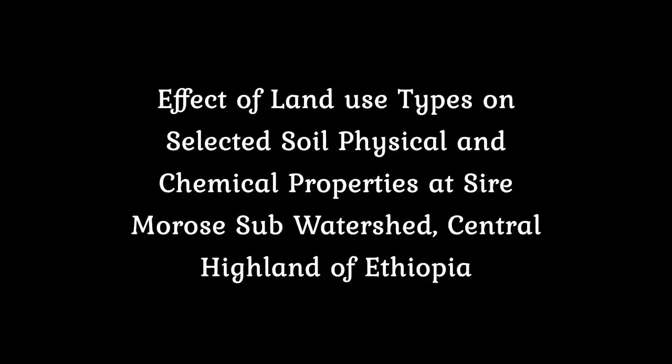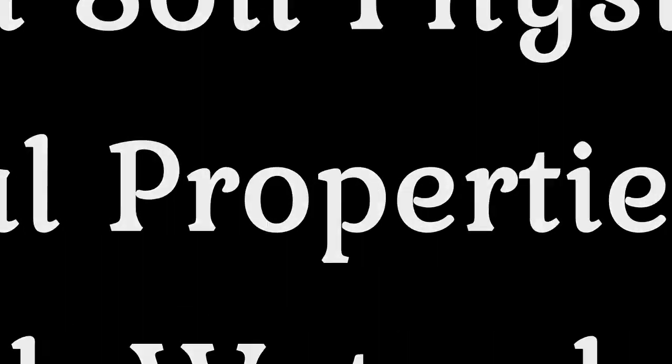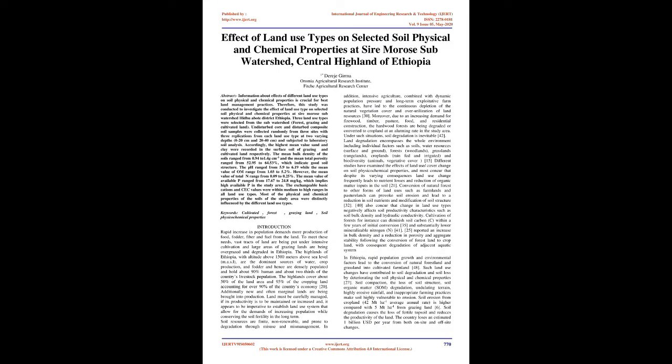Effect of land use types on selected soil physical and chemical properties at Sire Morose sub-watershed, Central Highland of Ethiopia. Abstract: Information about effects of different land use types on soil physical and chemical properties is crucial for best land management practices. Therefore, this study was conducted to investigate the effect of land use type on selected soil physical and chemical properties at Sire Morose sub-watershed, Hidbu Abote district, Ethiopia.